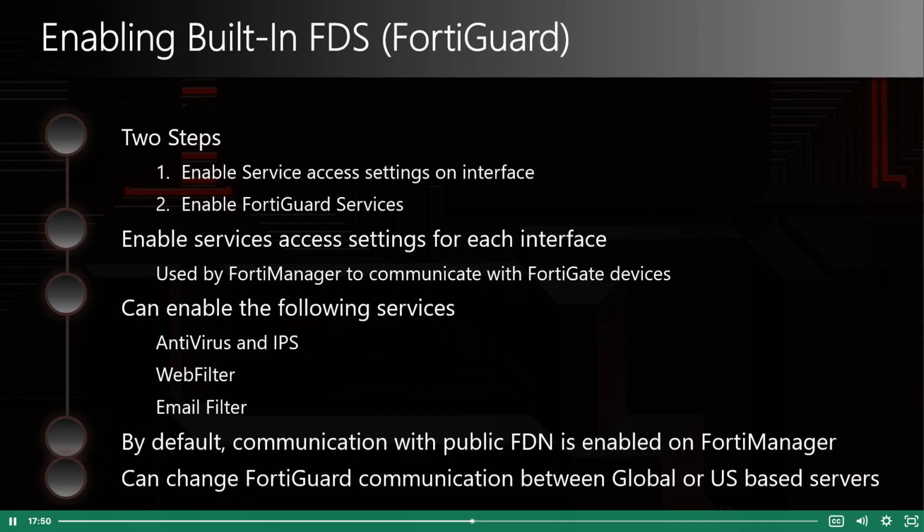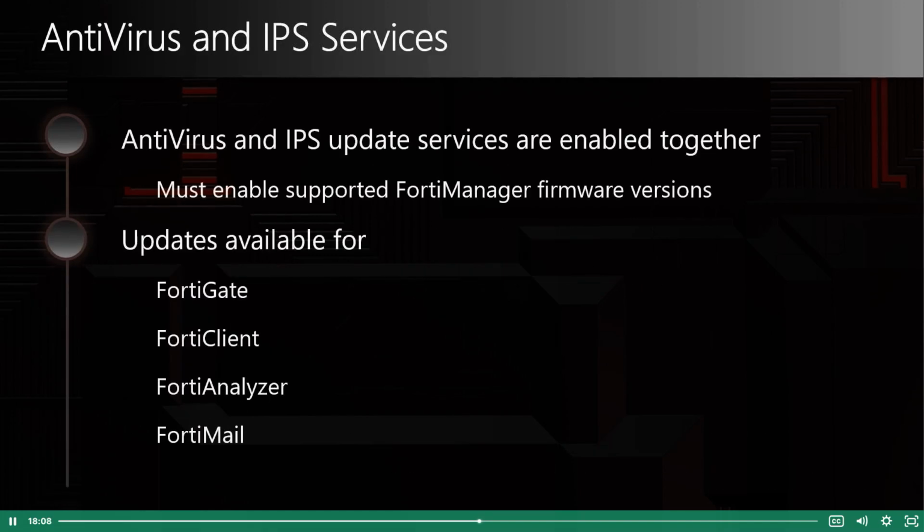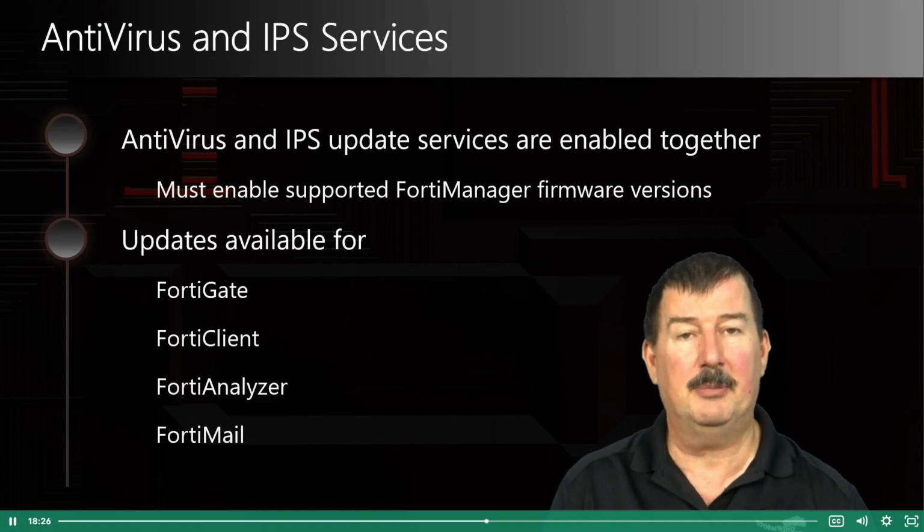By default, communication with the public FDN is enabled on FortiManager, and you could change the configuration between global or US-based servers depending upon your needs. So I see a lot of the requirements for US-based servers when you're dealing with some type of restricted environment. Antivirus and IPS must be enabled and supported by the FortiManager firmware versions. They are enabled together. So if you're going to use one, it enables both. Updates are available for the FortiGate, FortiClient, FortiOS, your FortiAnalyzer, and FortiMail. Different things that you can enable the antivirus and IPS on.